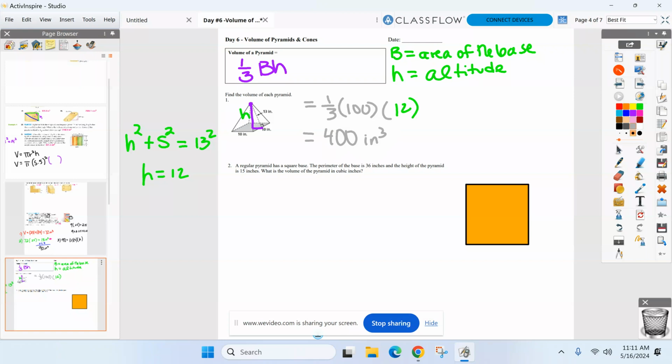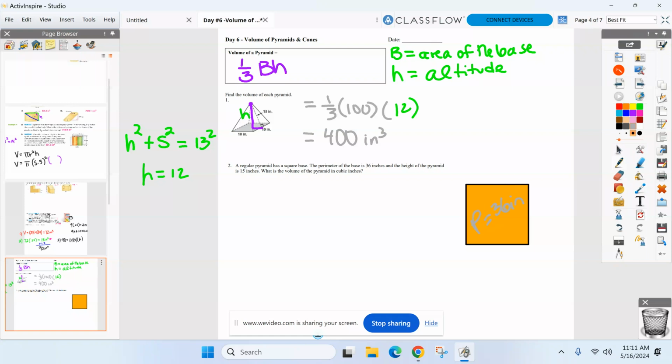All right, that was fun. Basic square pyramid. Now let's get more advanced. Regular pyramid, square base, guys. It looks just like we did with number one. It's the same square pyramid. Perimeter of this square base, 36 inches.